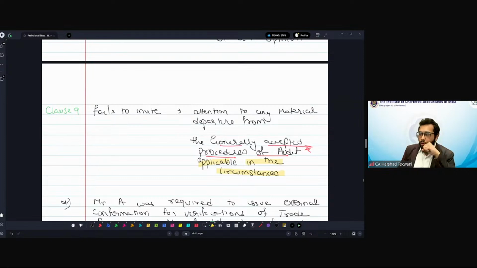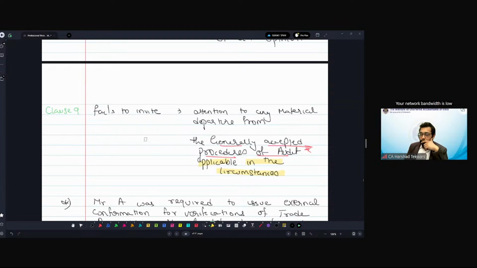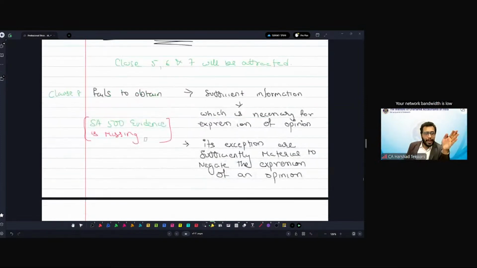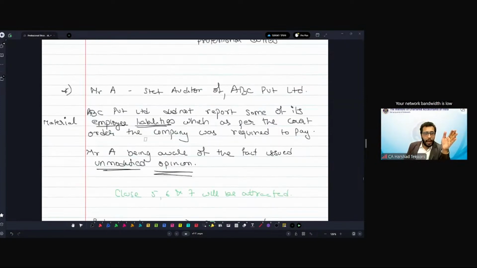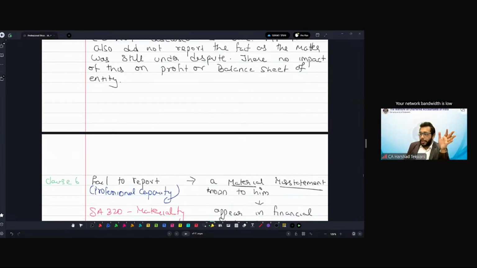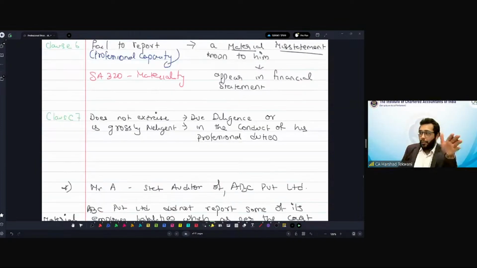Any further doubts on this one? Any doubts in understanding clauses 5, 6, 7, 8, and 9 that we have understood in detail till now? Any doubt?